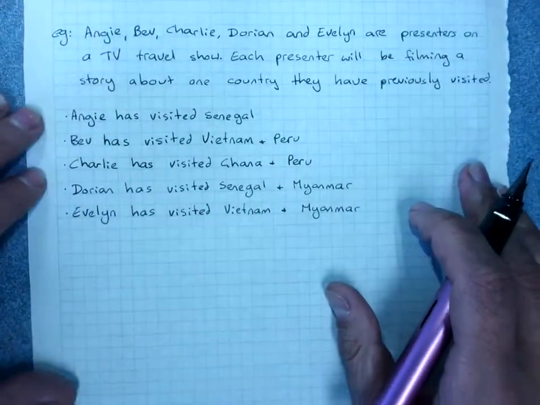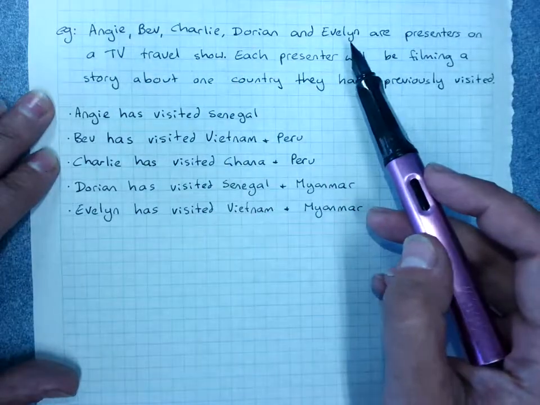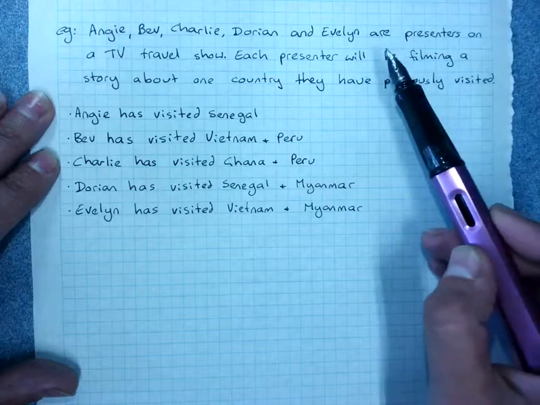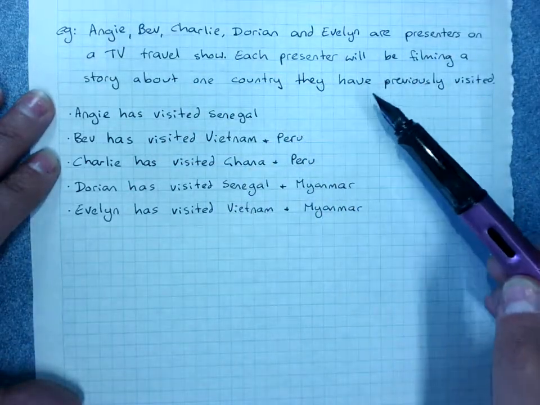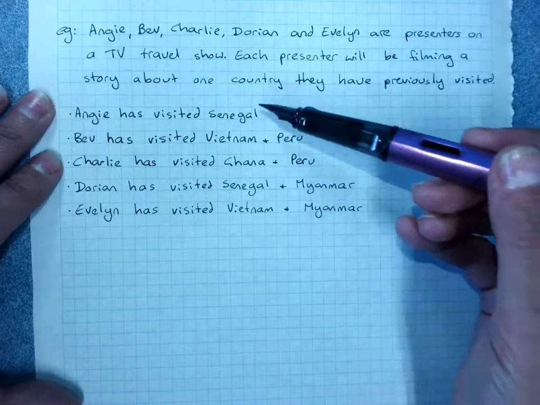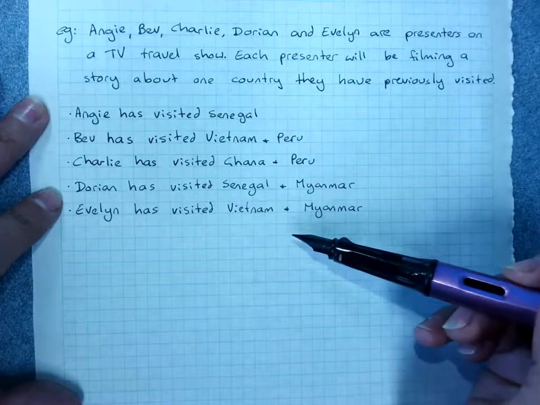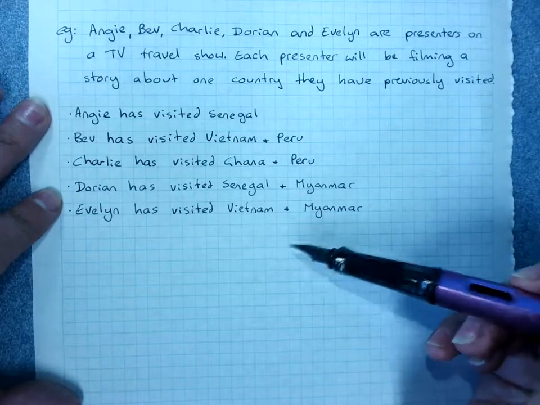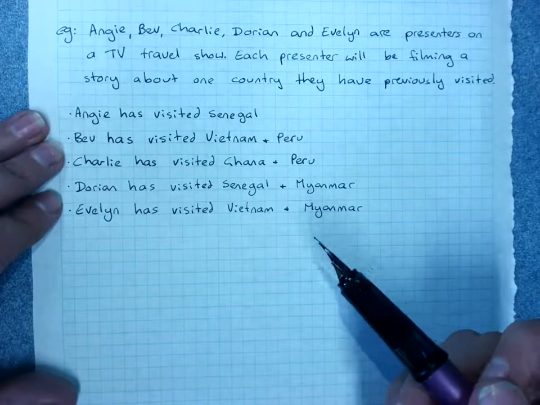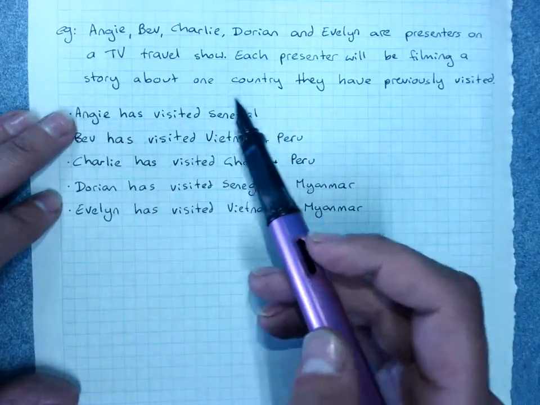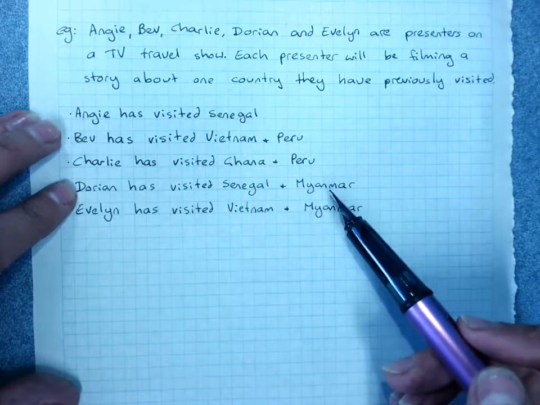So here's an example of an allocation problem. These 5 people with useful alphabetic names are presenters on a TV travel show, and each presenter will be filming a story about one country that they've previously visited. We have all the information about which countries they've visited, and an allocation or assignment problem is to work out who needs to do what. Now we could just think this through. Angie's visited Senegal only, so Dorian can't visit Senegal, so he must visit Myanmar.